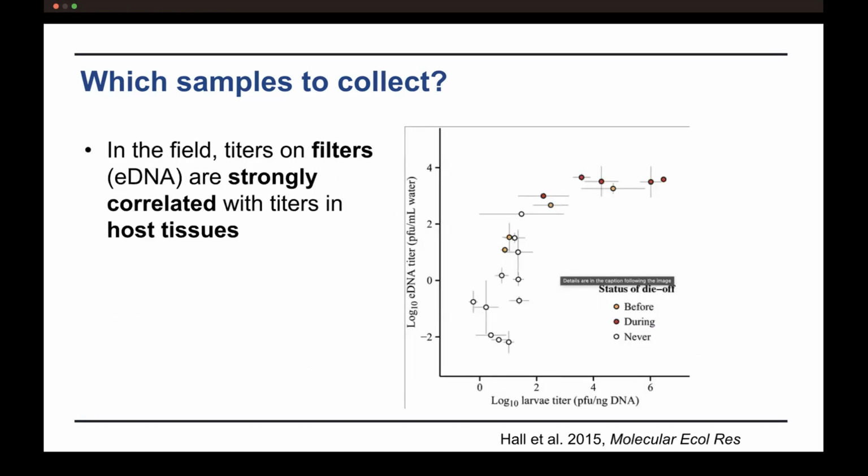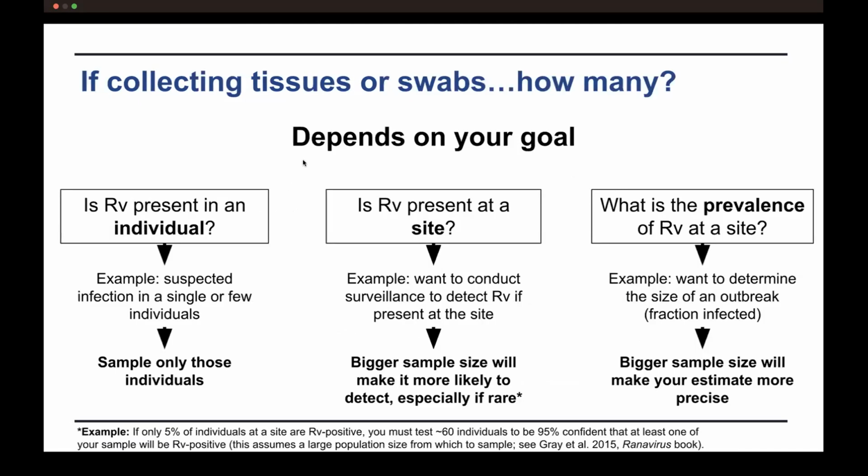In the field, we've also seen, and again, this is from Emily Hall and Jesse Brunner's group, that titers on water filters or eDNA are strongly correlated with the titers in host tissues. So if you have hosts at a site that are heavily infected, you're often able to detect through eDNA heavy infections at the site, or high quantities of viral DNA at the site. I'm going to come back to that a little bit later as well.